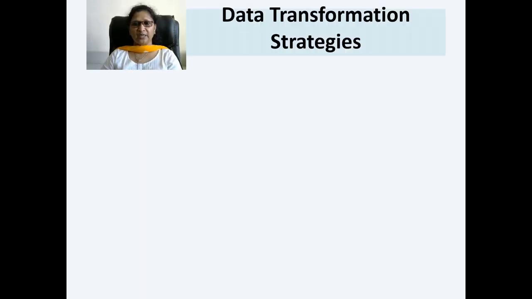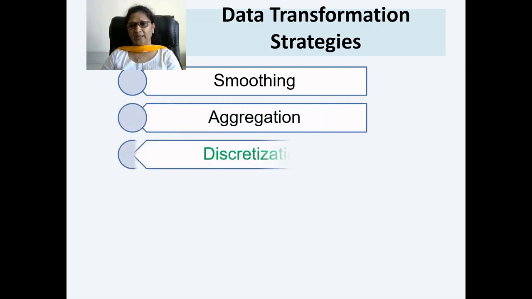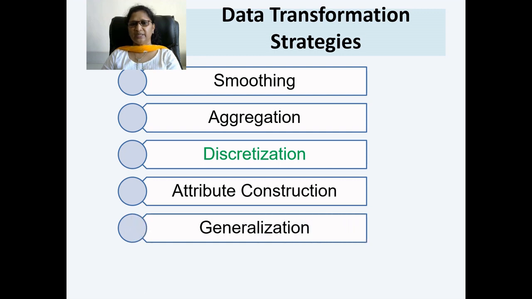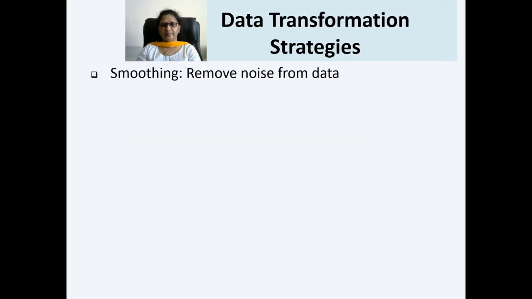So we have a few strategies for data transformation, and these data transformation strategies are listed as smoothing, aggregation, discretization, attribute construction, generalization, and normalization. And in today's lecture, we shall be learning about normalization and discretization. Let us learn in brief what these data transformation strategies are.